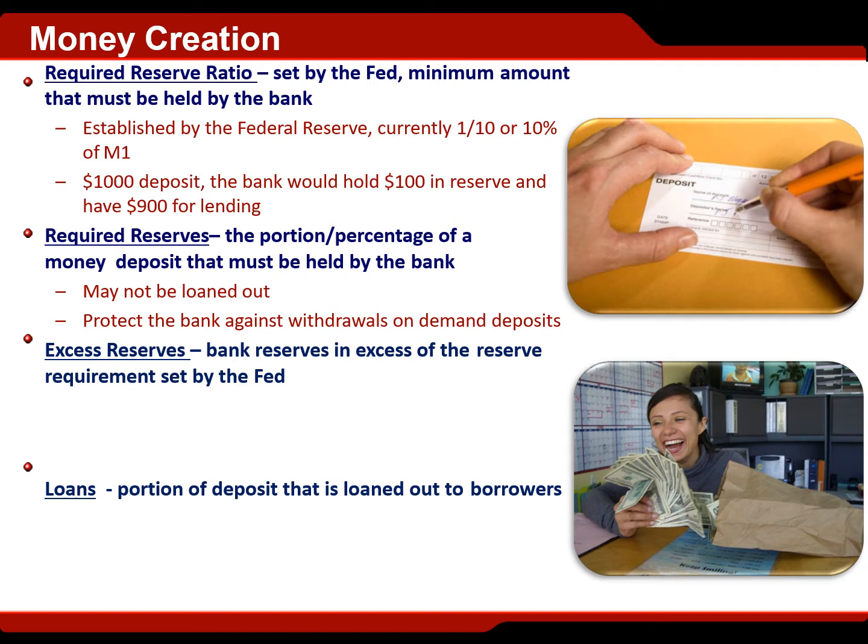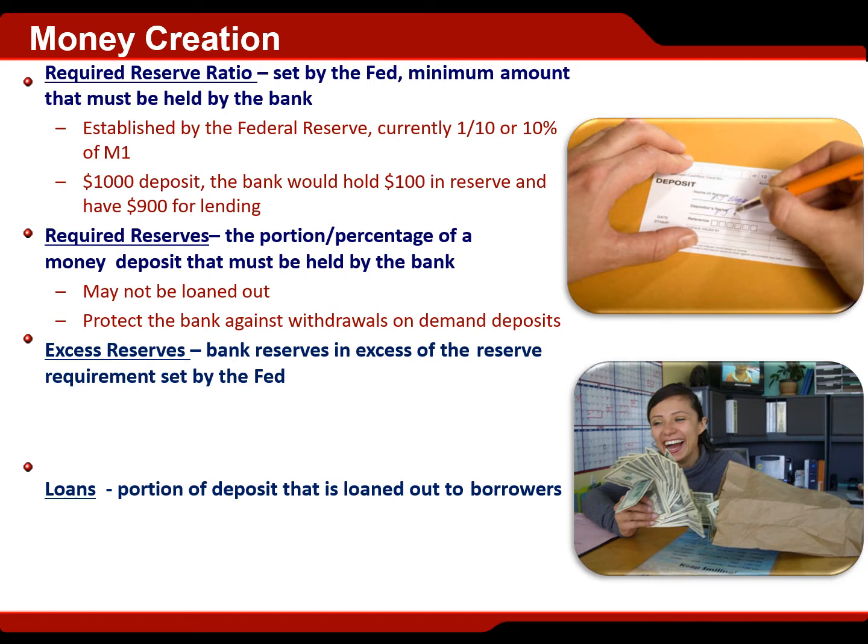Now, let's talk about something called excess reserves. Excess reserves are bank reserves beyond the reserve requirements set by the Fed. So in that last example, the $1,000 deposit, we said $100 is the required reserve. Well, that other $900 is called excess reserves.